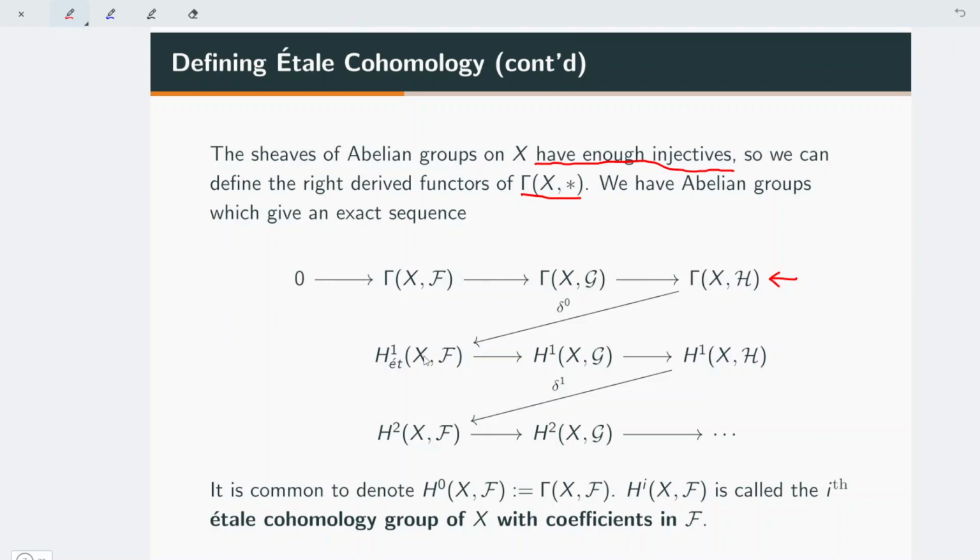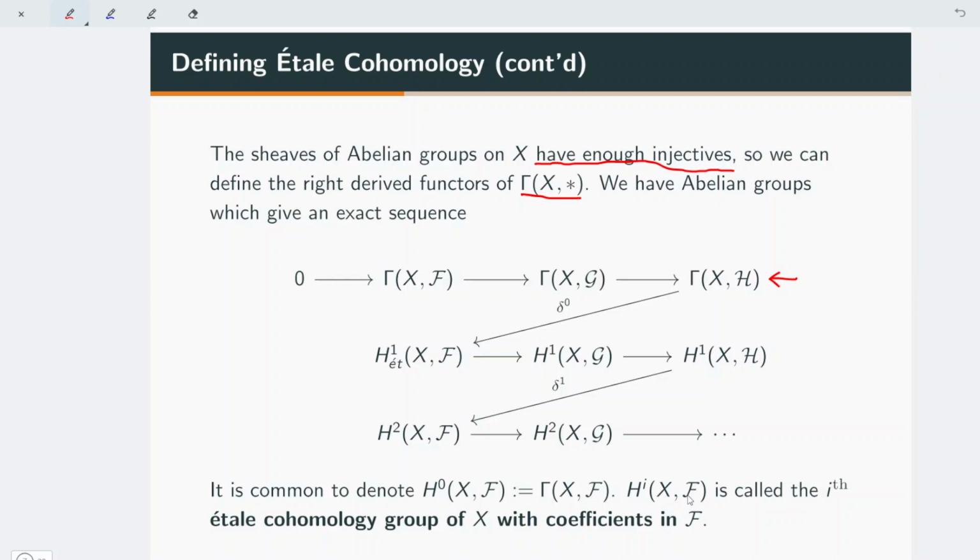And these group homomorphisms like delta 0, delta 1, etc. The category theory again tells us those exist, and so everything is nice and dandy. Just to unify notation, it is common to denote the gamma of X and F, the global sections, by H0. So H0 is sort of defined to be the global sections.